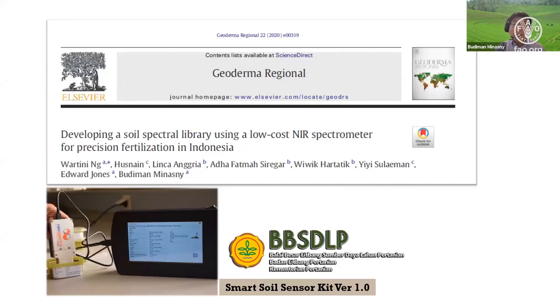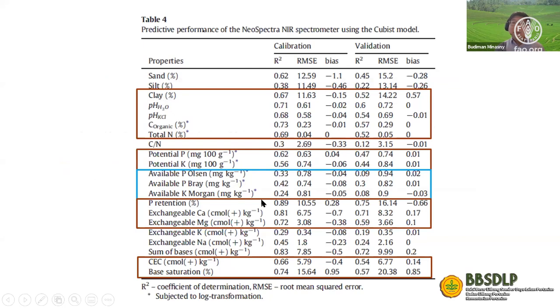This is working together with colleagues from the Indonesian Center for Agricultural Development. They said they want to come up with a tool that they can give to the extension officers so that they can go out in the field and measure the soil, and then it will give them an indication about the fertility of the soil and a fertilizer recommendation. So the first thing that we do is calibrate the spectrometer spectra with the soil properties that are measured in the lab.